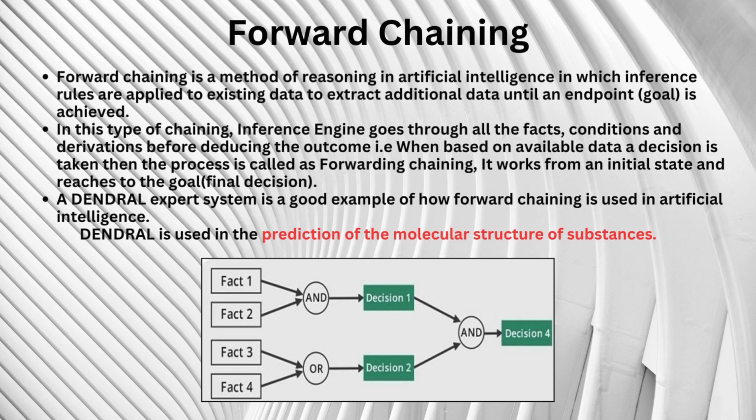In a nutshell, forward chaining is a method of reasoning in AI where we start with some initial data, keep adding more information based on rules until we reach the desired goal. Just like solving a puzzle, we gradually build up the complete picture by connecting facts, making new inferences. DENDRAL's use in predicting molecular structure showcases how powerful forward chaining can be in solving complex problems. So, this was the concept of forward chaining.